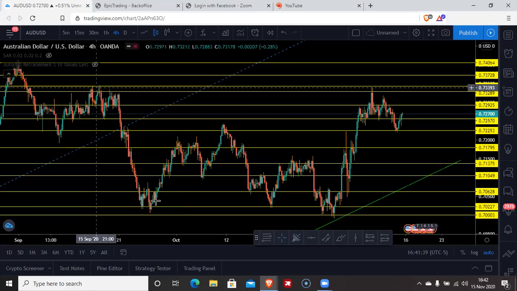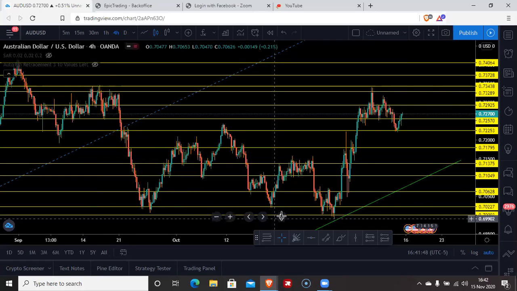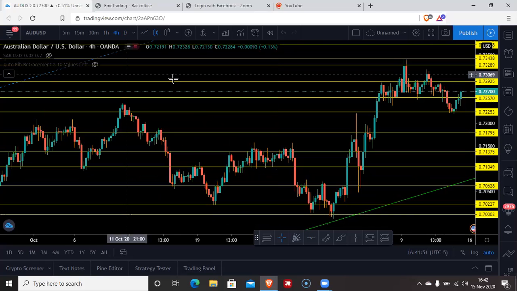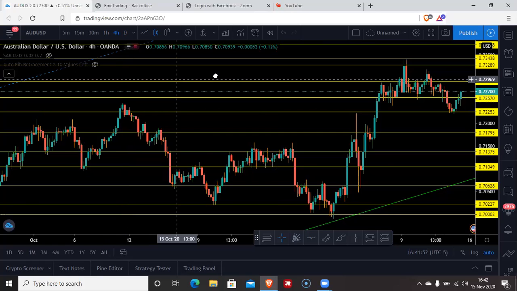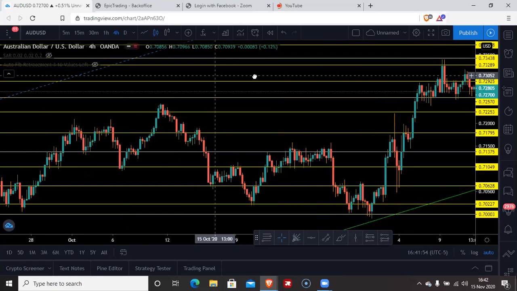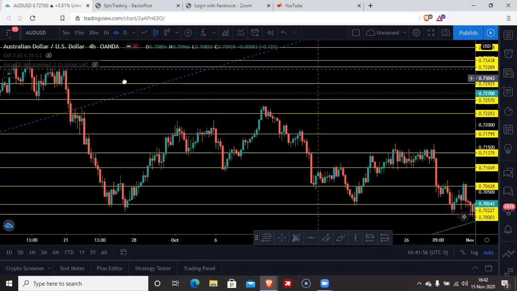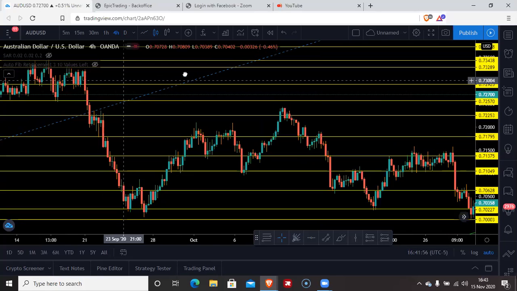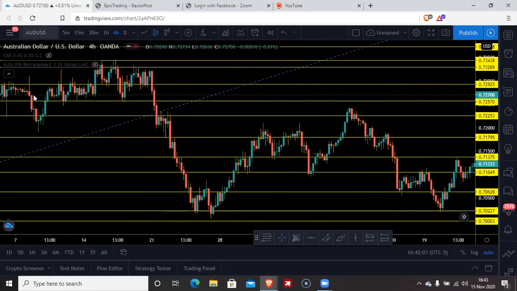Let me zoom in some. I say wicks tell stories. So let's go back a little bit. Let's just pay attention to this area right here. Hold on.